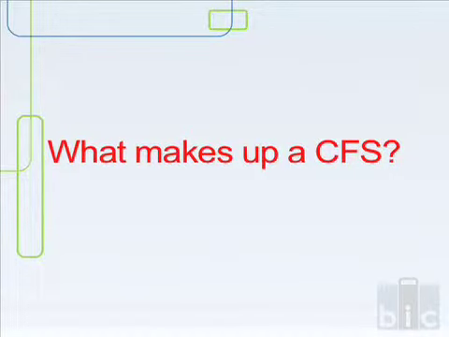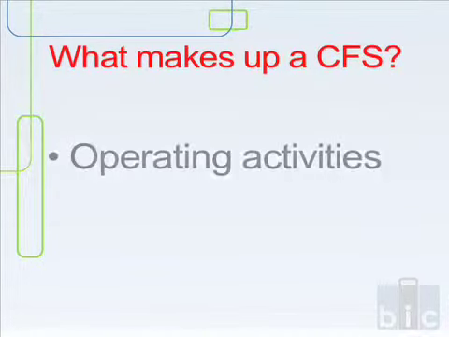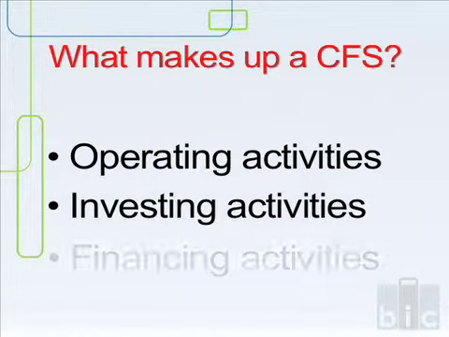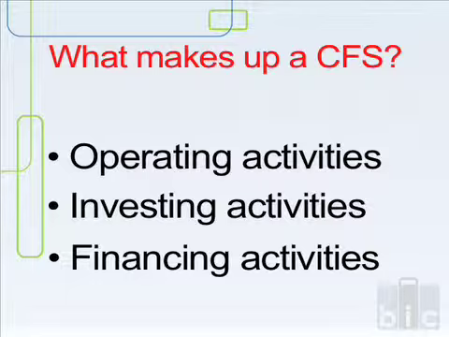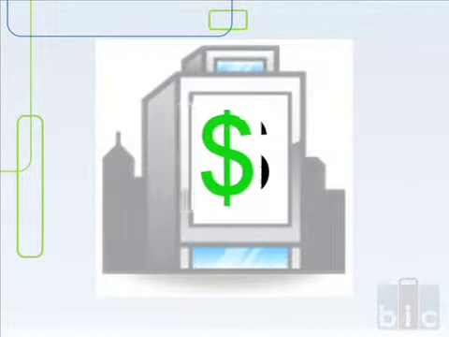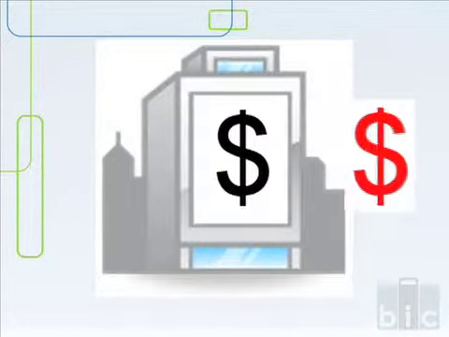What makes up a cash flow statement? Generally, the cash flow statement is broken down into three sections: cash flows from operating activities, cash flows from investing activities, and cash flows from financing activities. Let's look at each in terms of cash receipts, considered cash in, and cash payments, cash out.